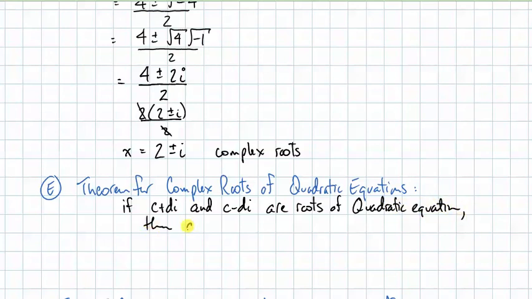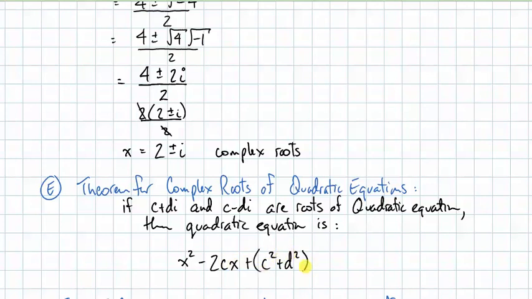then the quadratic equation has a very special structure. And the structure is x squared minus 2cx plus c squared plus d squared equals 0. Whenever x squared has a unity, meaning 1, coefficient. If you look here, coefficient of 1, this will be true for this.